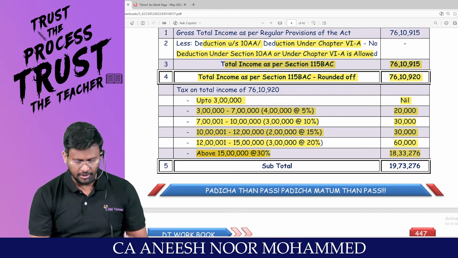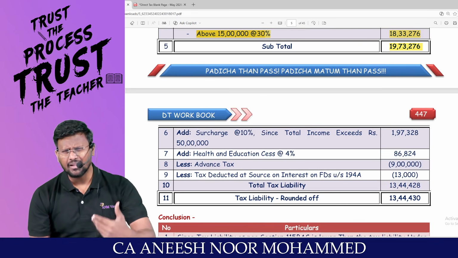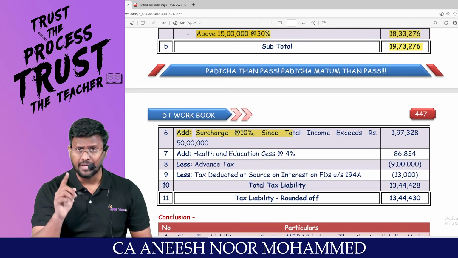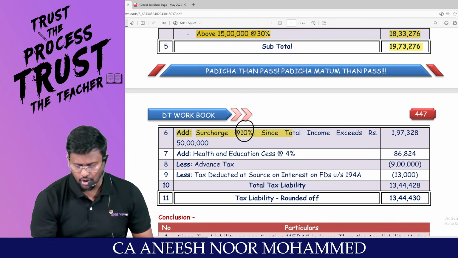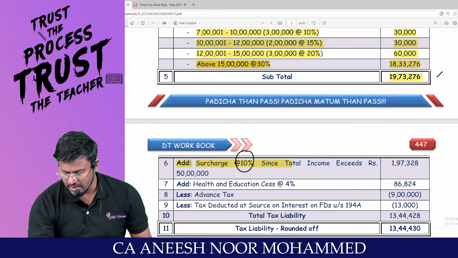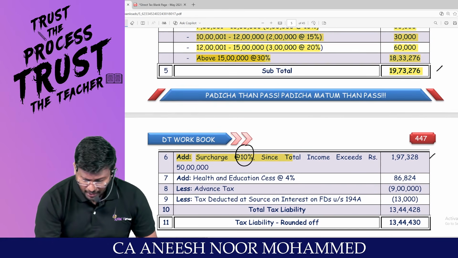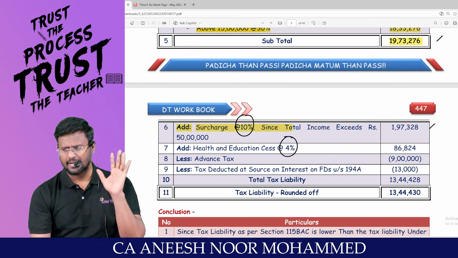So whatever may be the figure, you will be getting subtotal on that. Even under the default tax regime, if the total income exceeds 50 lakh up to 1 crore, the assessee is liable to pay a surcharge of 10% on 19 lakh 73,276. On both the figures you have to add health and education cess of 4%.